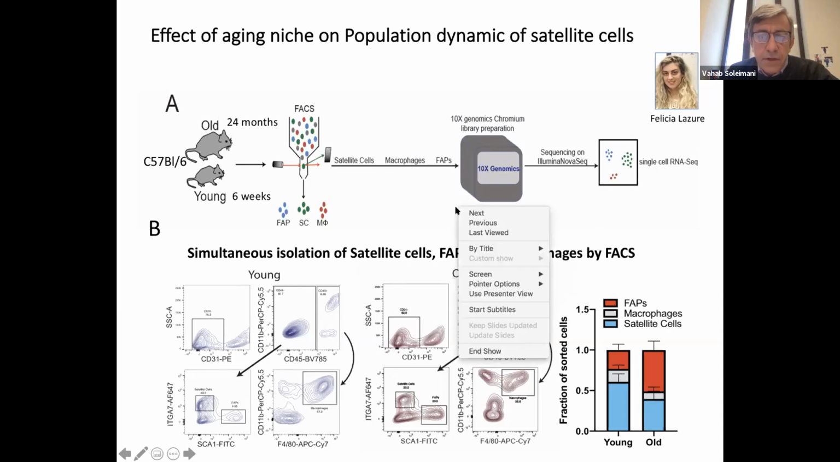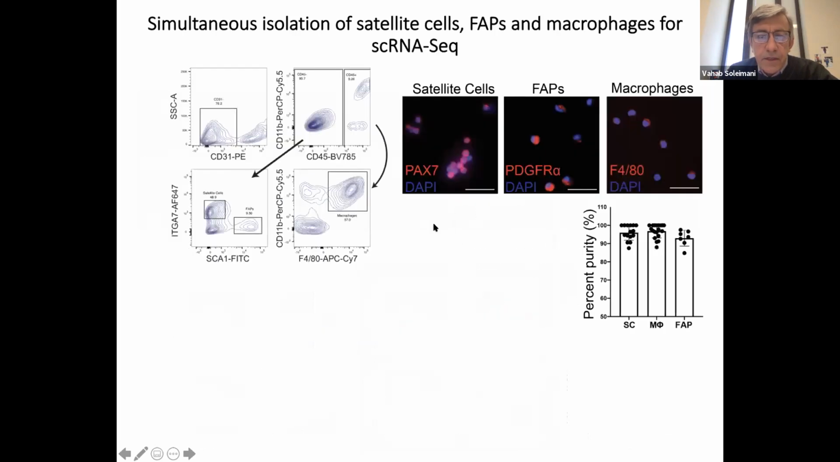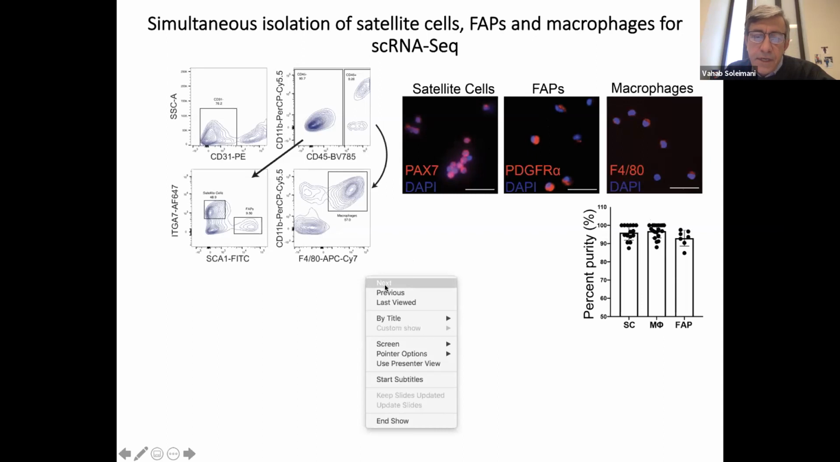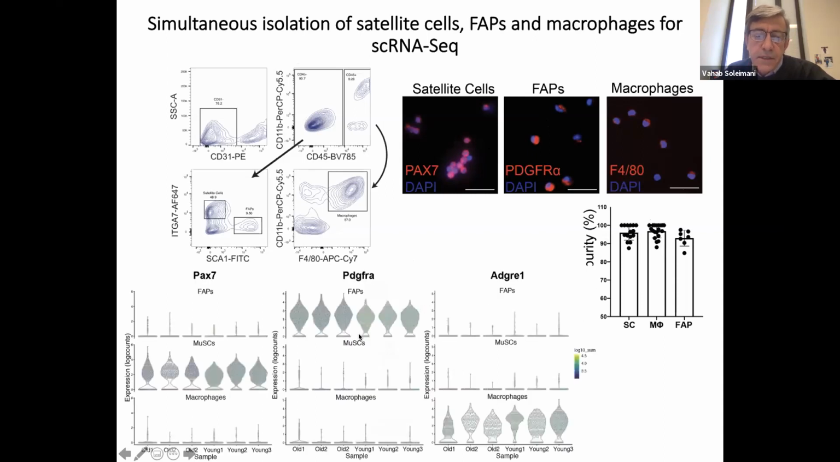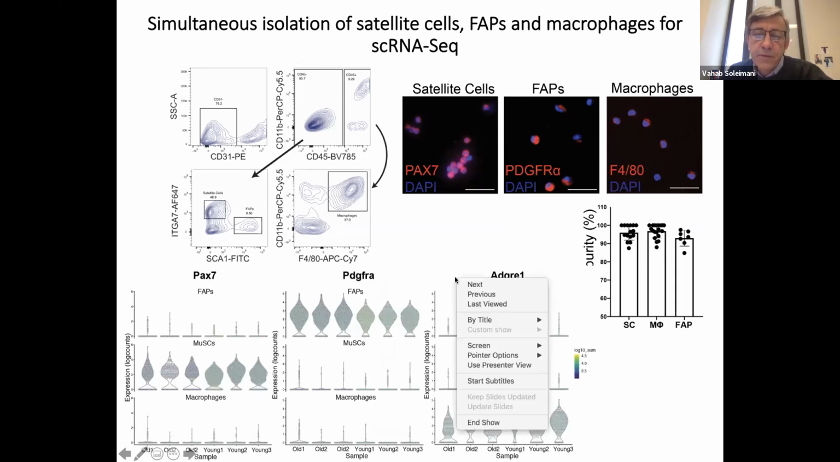She did a number of quality control tests just to make sure that she was isolating pure populations of satellite cells. For example, satellite cells express a transcription factor called PAX7, and we nicely stained for that, FAPs for PDGFRA, and macrophages F480. So this is a count that shows the purity of satellite cells. She also did a post-sequencing QC where we look at the single cell data, where satellite cells express the satellite cell marker PAX7, FAPs express the FAP marker PDGFRA, and macrophages express the macrophage marker. So we were certain that we were isolating pure populations of these cells.